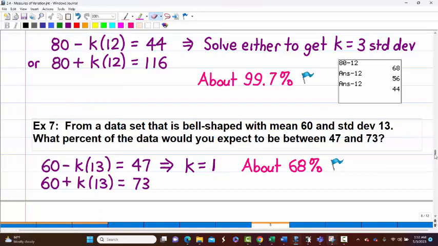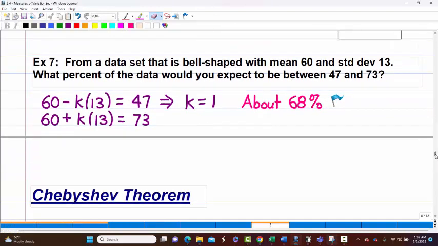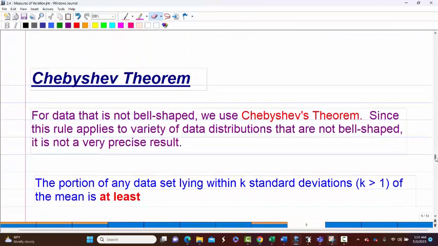Okay, play around with that a little bit. I think you'll get the hang of it pretty quickly. Now here's a theorem for data that's not bell-shaped, Chebyshev's.